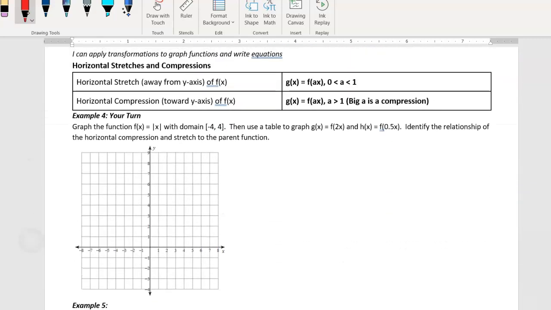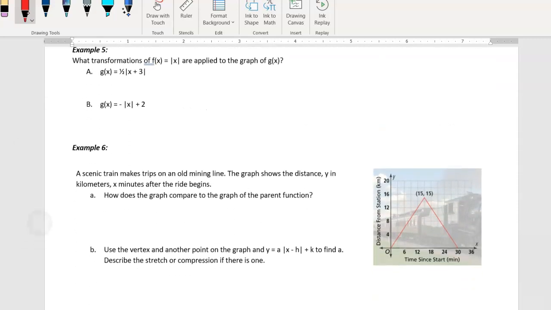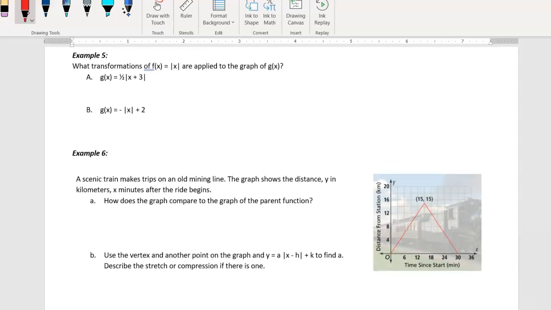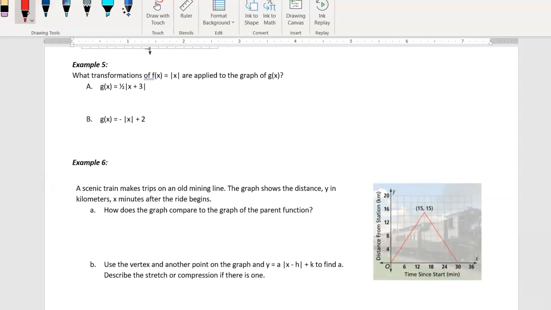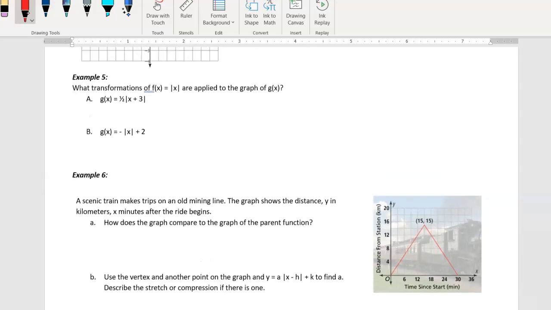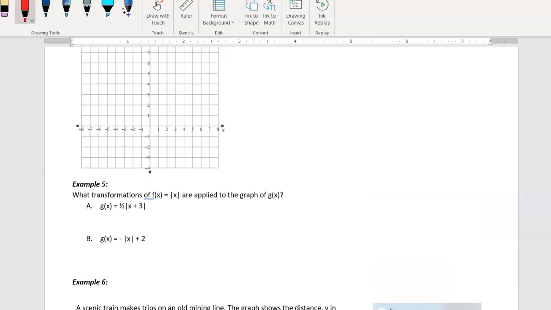All right, we're going to skip this next section because horizontal stretching and compressions is not something that we see very often, so we are not going to concern ourselves with that. We're going to end by looking at what happens when we put multiple transformations in one function. Before we do that, I just want to summarize what we've been talking about. So we have absolute value functions.